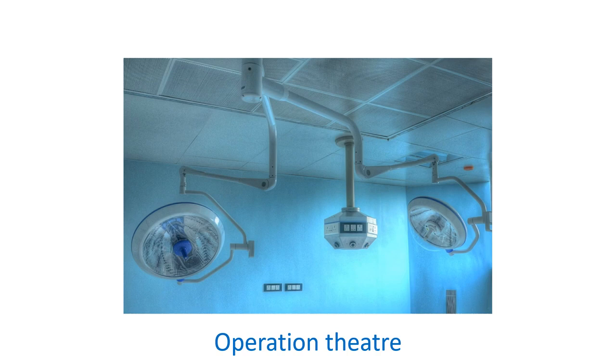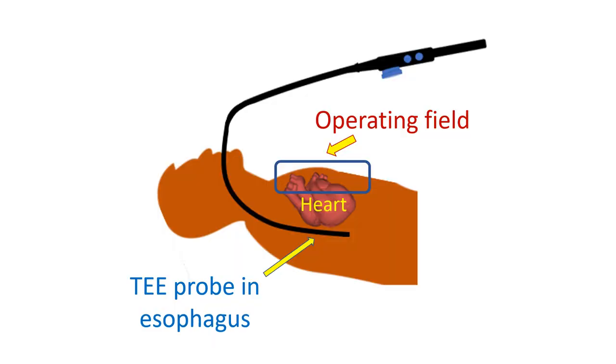TEE is widely used by cardiac surgeons to get real-time assessment of cardiac structures after repair of congenital heart disease and valve repair. As it can be done intraoperatively, surgeons can immediately correct any residual defects before coming out of cardiopulmonary bypass and anesthesia. Transthoracic echocardiography is difficult during open heart surgery as the chest wall is open.